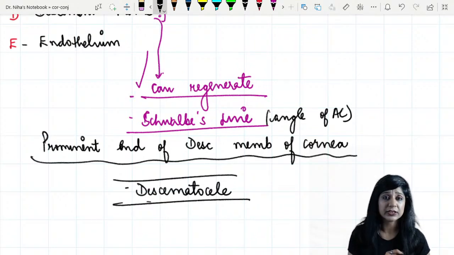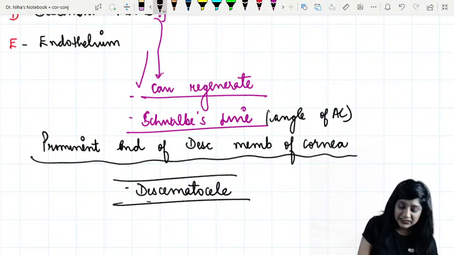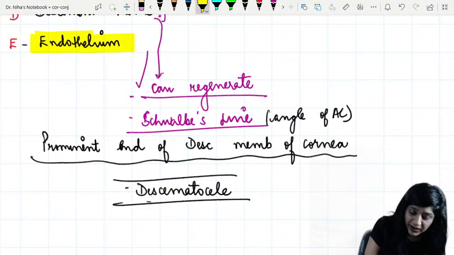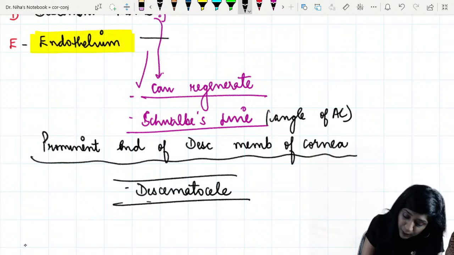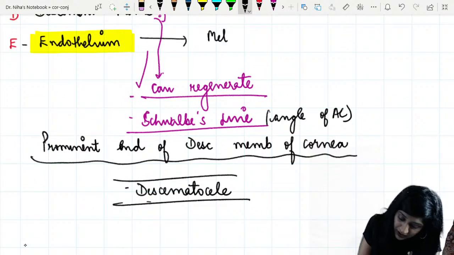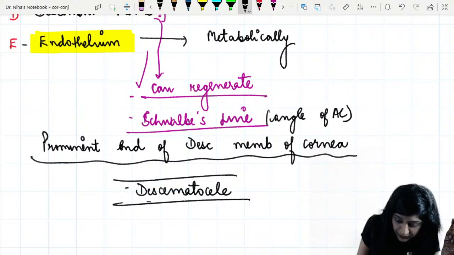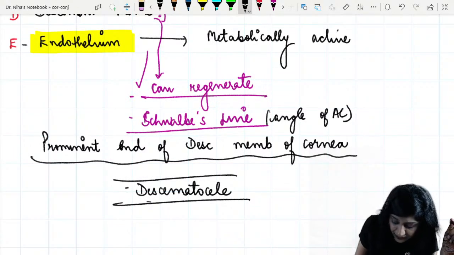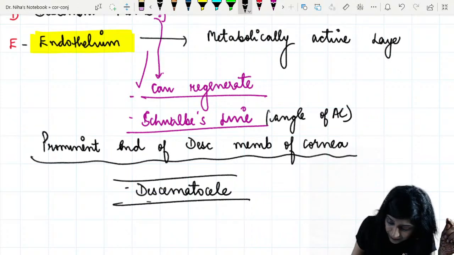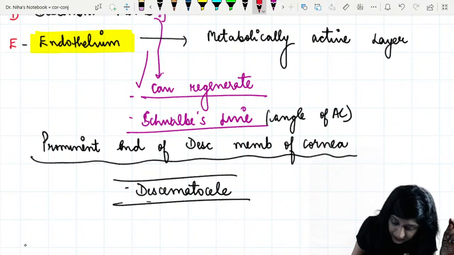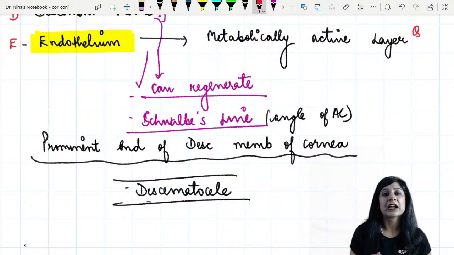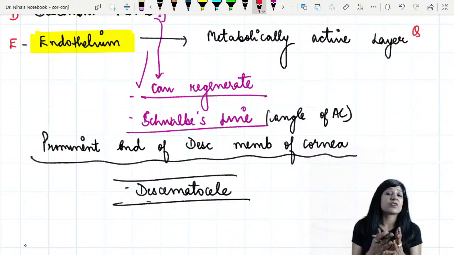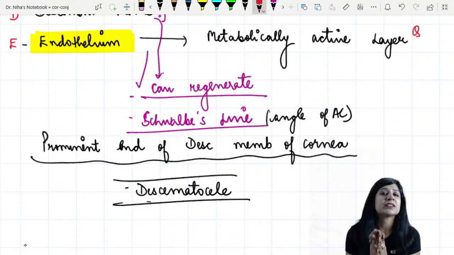So again, important thing. And finally, we have the endothelium. Now, the endothelium is the powerhouse of the cornea. It is most important because it is metabolically active. Which layer is metabolically active? It is actually the endothelium, and that is why I am concerned about the cells.